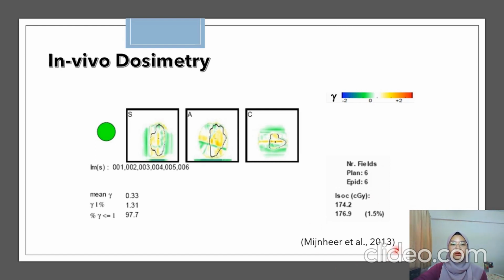So, as a conclusion, for the clinical application of the EPID, there are 3 applications. First, the EPID can be used to verify patient positioning. Second, for patient-specific QA. And lastly, for in vivo dosimetry.